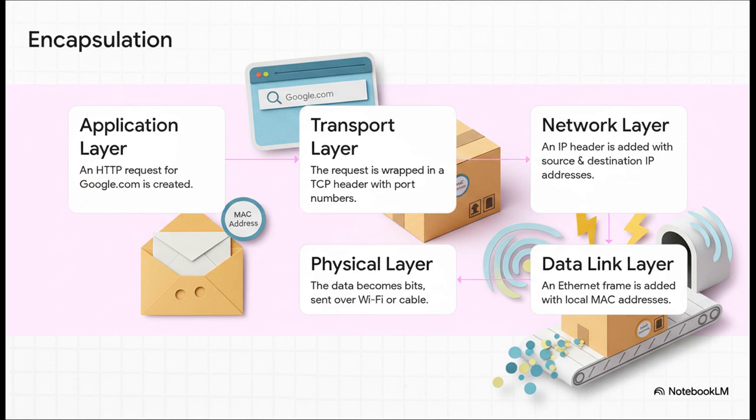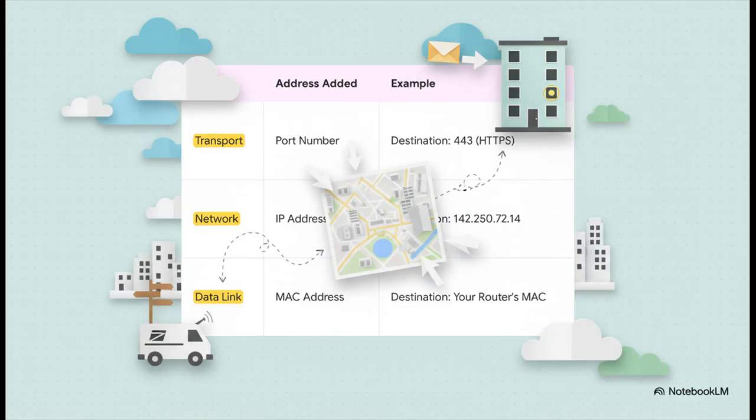Then the transport layer kicks in. It wraps your letter in a TCP envelope and writes the port numbers on it. Next, the network layer takes that envelope and puts it inside a shipping box, slapping on the final destination IP address. Then, the data link layer adds one more label, but this one's just for the very next stop, your local router. And finally, the physical layer turns the whole thing into electrical signals or radio waves to send it on its way. It's like a set of Russian nesting dolls where each layer adds its own wrapper without ever looking at what's inside.